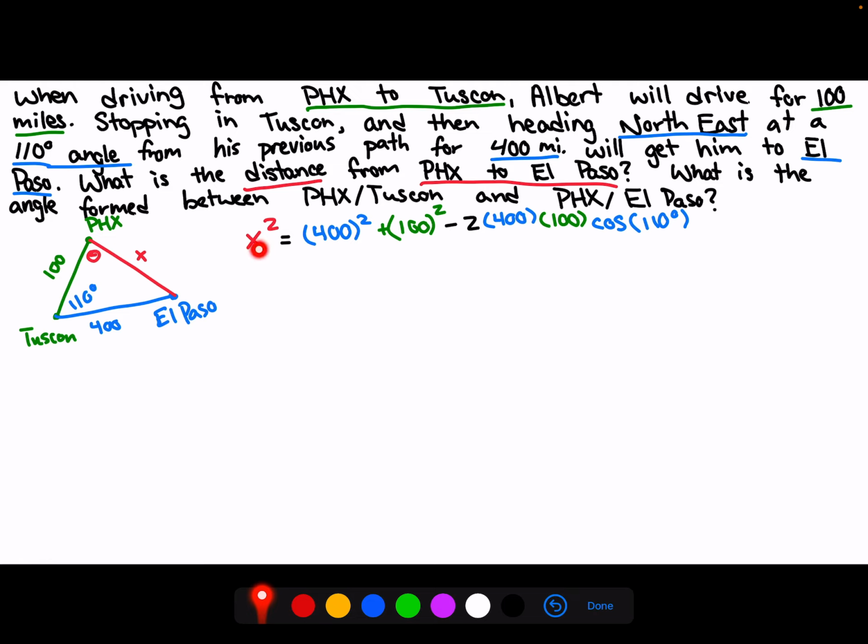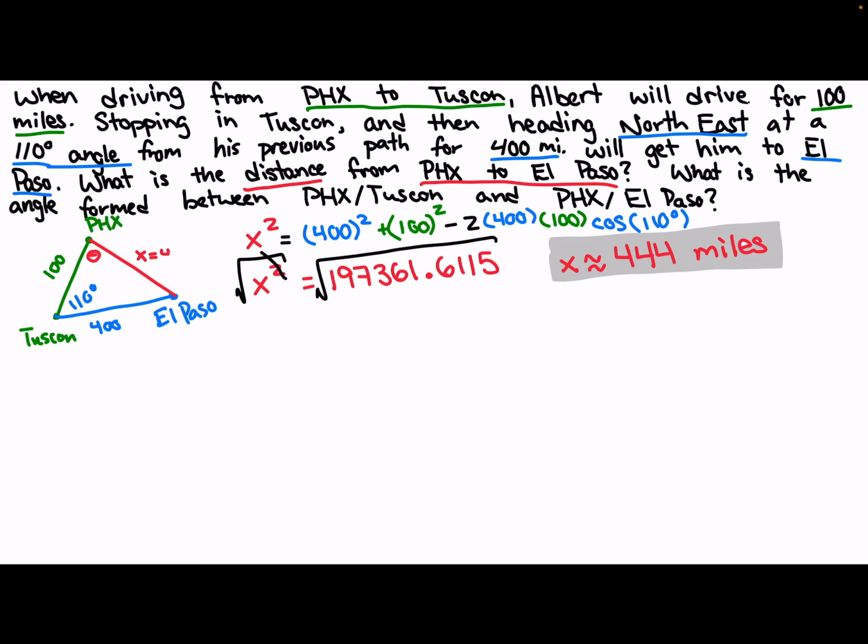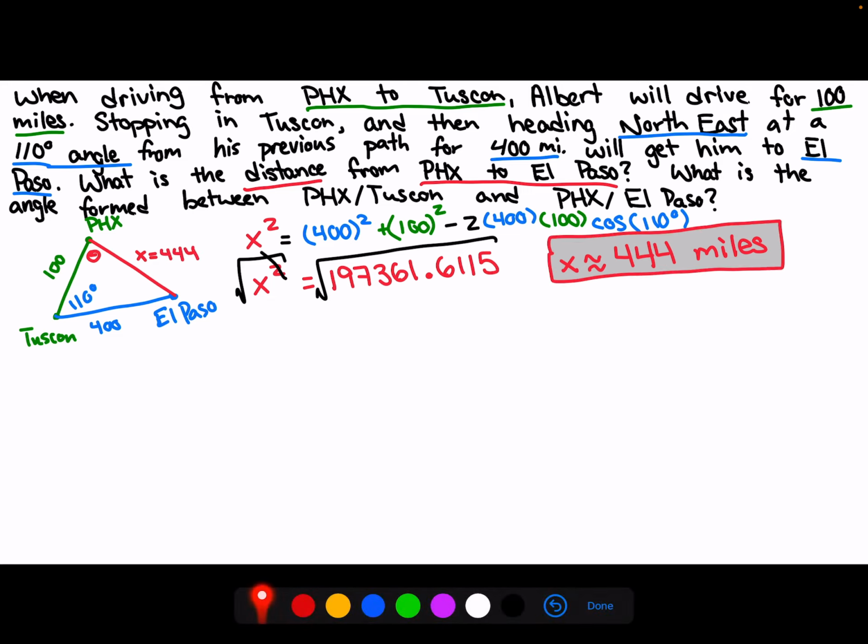Again, since we're finding the side length, you can enter this entire thing on your calculator, parentheses and all, and it'll give you x squared is equal to 197,361.6115. If you get rid of the square by taking the square root of both sides, you'll be left with x is about 444 miles. So from Phoenix to El Paso is 444 miles.